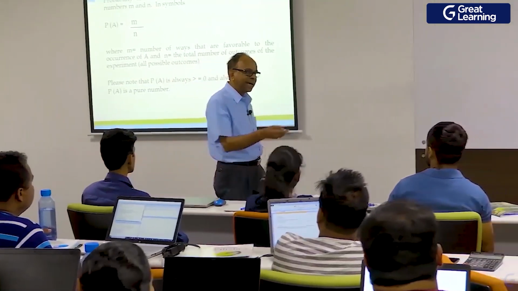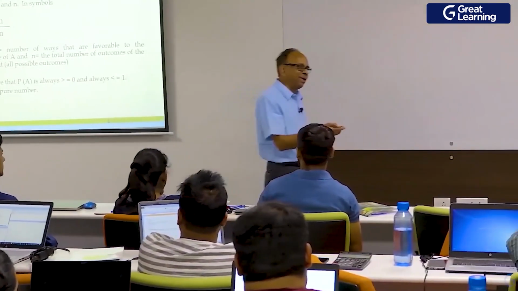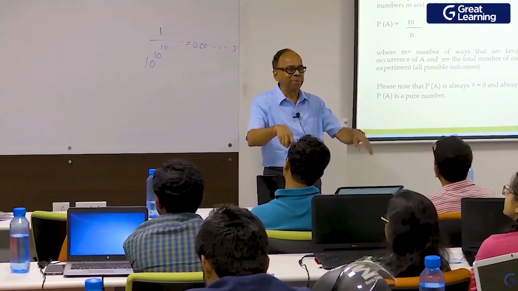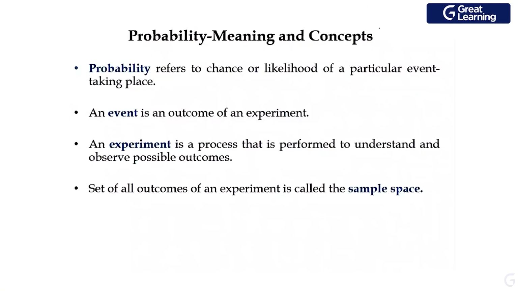So probability is an occurrence of an event. An event is a phenomenon that I observe. The process by which I observe the phenomenon is called an experiment. The set of all possible outcomes of the experiment is the sample space, which is the mathematical definition of probability. All these things are derivatives of a classic concept called probability.